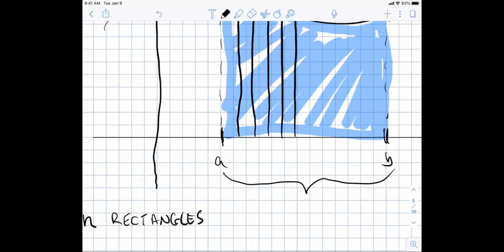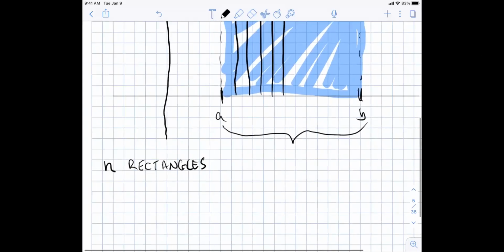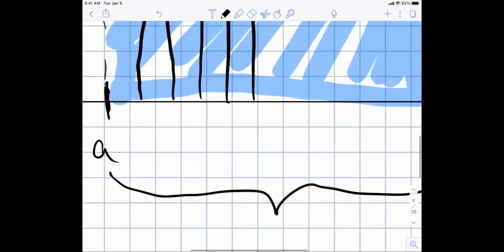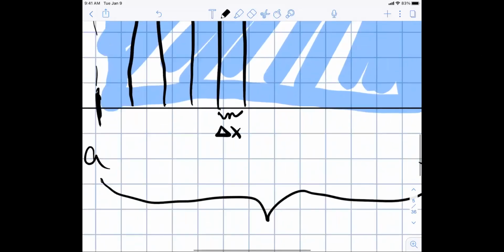Okay, so each of these rectangles, I want them all to have the same width. Does that have to be the case? No, but that's what we're going to do. And that width then is going to be b minus a divided by n. I'm trying to fit n rectangles into a length of b minus a. Okay, so this is what we're going to call delta x. Again, this width right here, delta x.